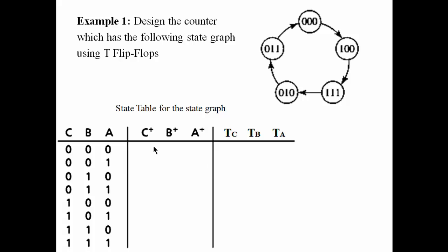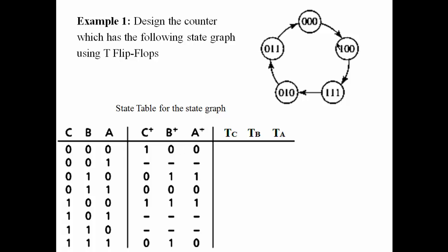Now let's write the next state. We obtain the next state from the state graph. So let's start with the state 0, 0, 0. The next state is 1, 0, 0. So we write 1, 0, 0 in front of 0, 0, 0. So this is the present and this is the next state.